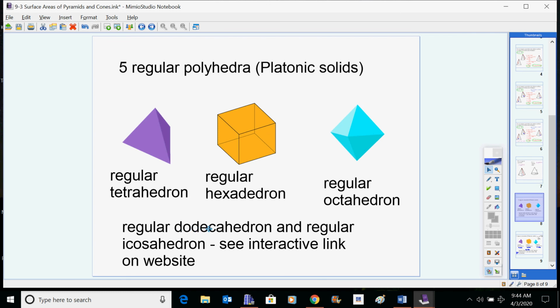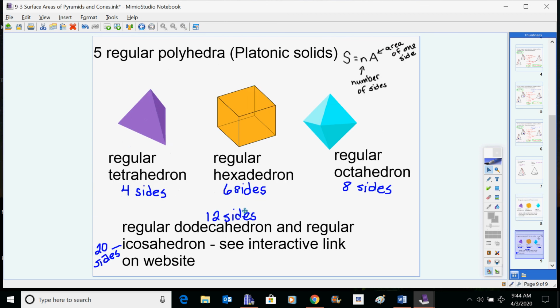You might remember the prefix dodeca meant 12. And icosa you may not have heard of before, but an icosahedron has 20 sides. So what you need to write down is a regular tetrahedron has 4 sides, a regular hexahedron has 6 sides, a regular octahedron has 8 sides, and a regular dodecahedron has 12, and icosahedron has 20.